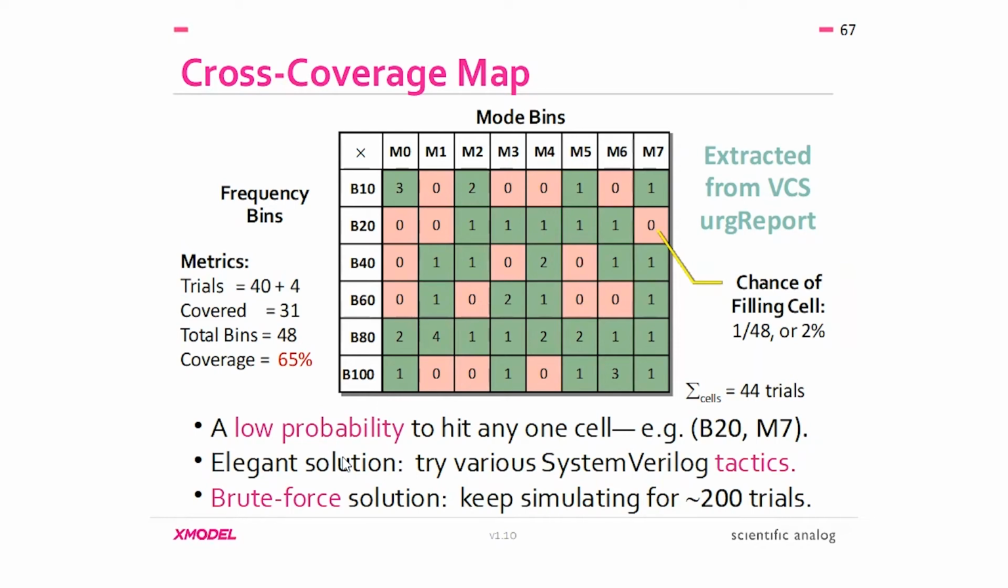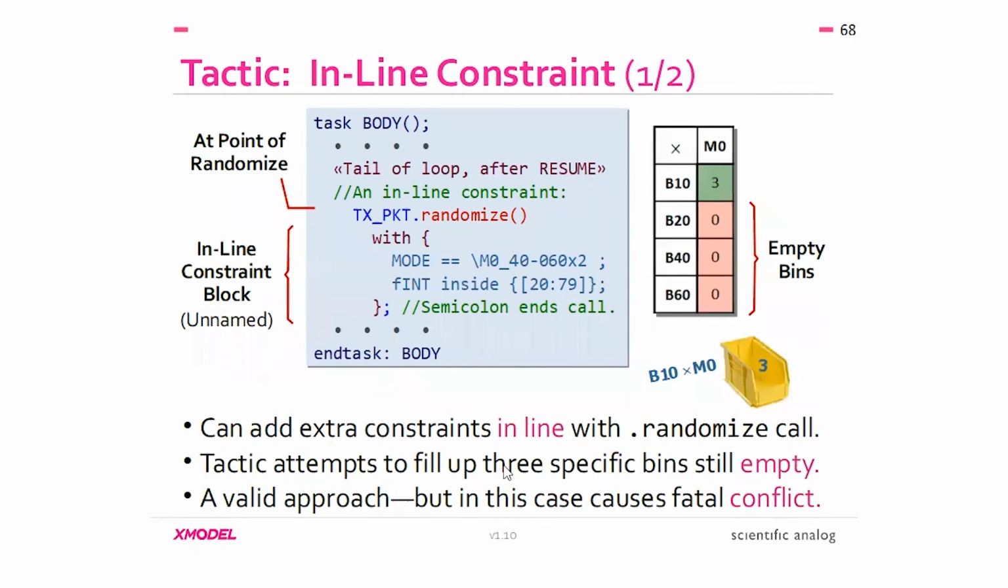And we can try a couple of different tactics to reach 100%. Let's look at the more elegant possibility first. We'll just try various SystemVerilog tactics to try to improve the coverage. Here we're employing an inline constraint, a so-called width constraint. We've tacked this on to the code where we call the randomize method within the body task of the sequence. And this occurs during the tail of our test case after we've resumed filtering operation after the power down mode. And the idea is we'd like to single out these 3 empty bins and force coverage of these 3. So we're forcing the mode to M0 and asking for frequencies inside the range of 20 to 79 kilohertz.